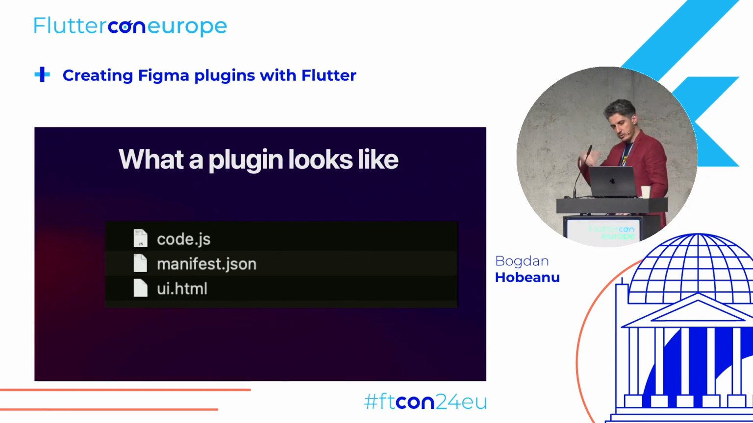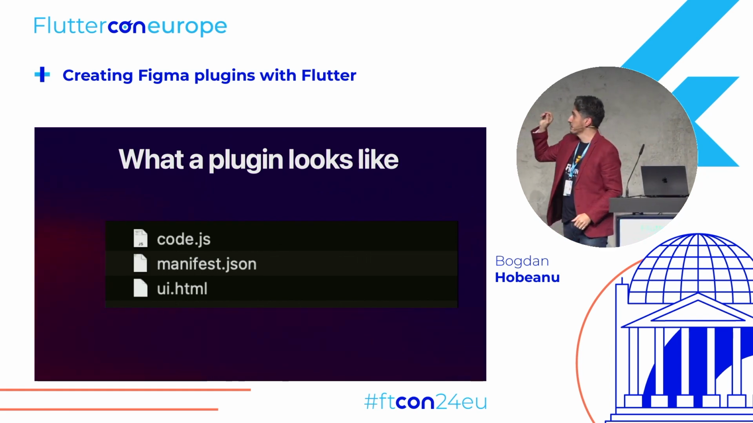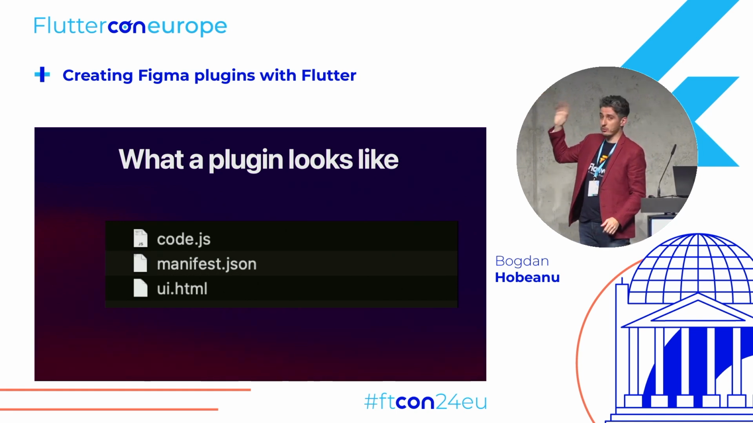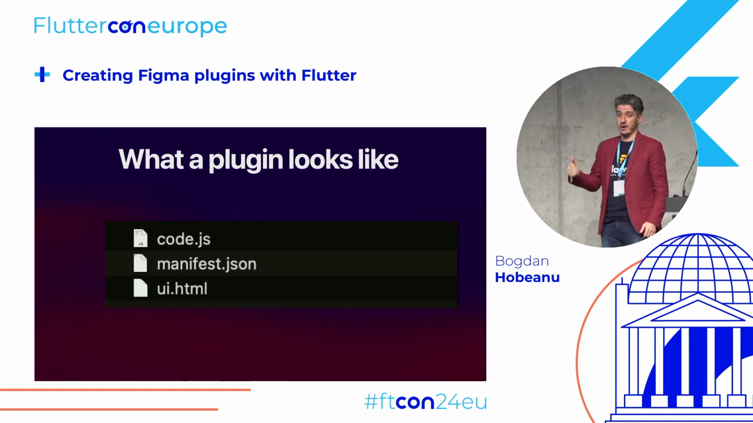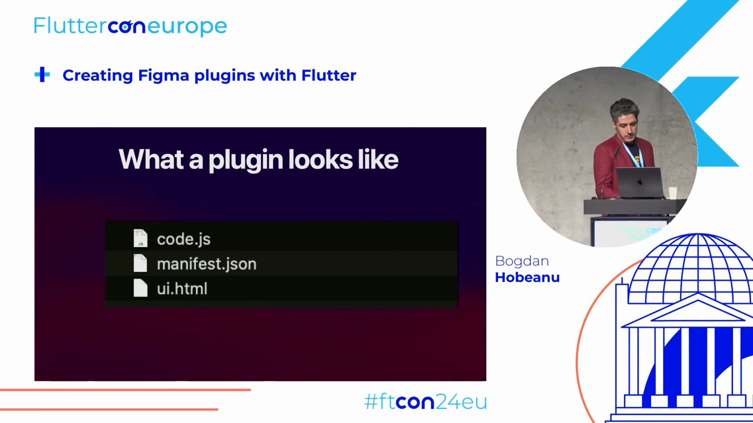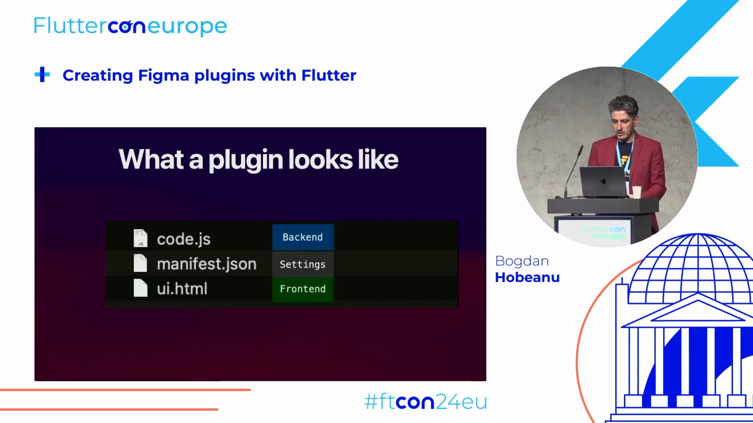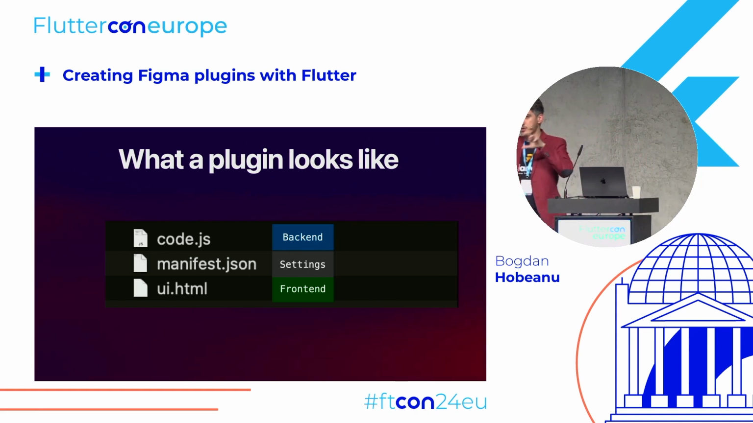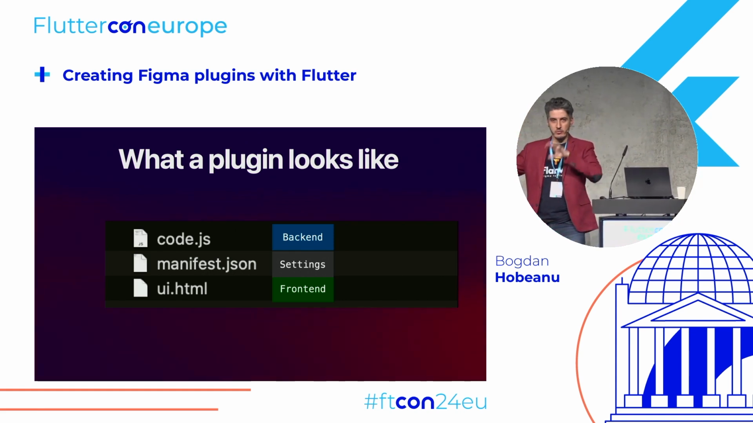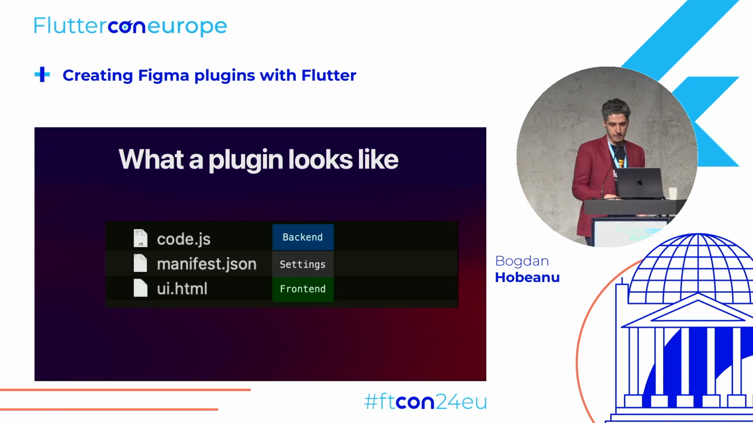So after you create that new plugin, this is what Figma gives you. It gives you three files: code.js, manifest.json, and UI.html. Let's see what these are. The code.js is, I would like to say, the backend, and the UI.html is the front end, and the manifest.json is the settings of the app. This is not the terminology that Figma uses, but I personally found that it's easier for me to understand this as backend and front end, and you'll see why later.